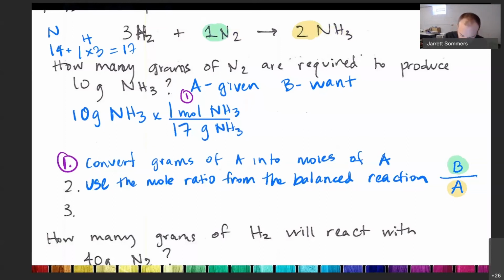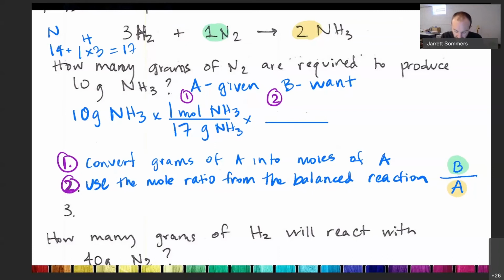This is step 2. Might as well while I'm over here. Step 2 with a circle, just so we're staying organized and you don't get mad at me. Here's what it looks like. Again, these numbers come from the balanced reaction.